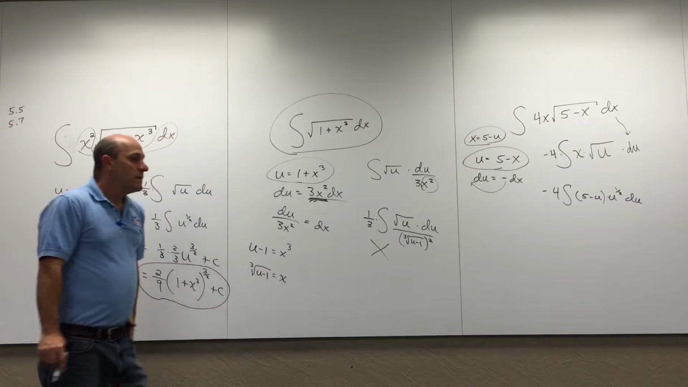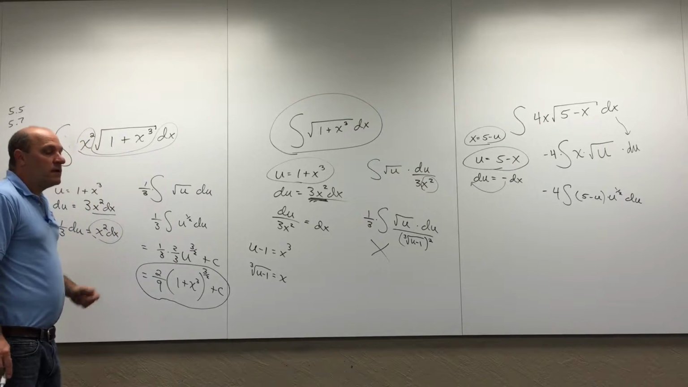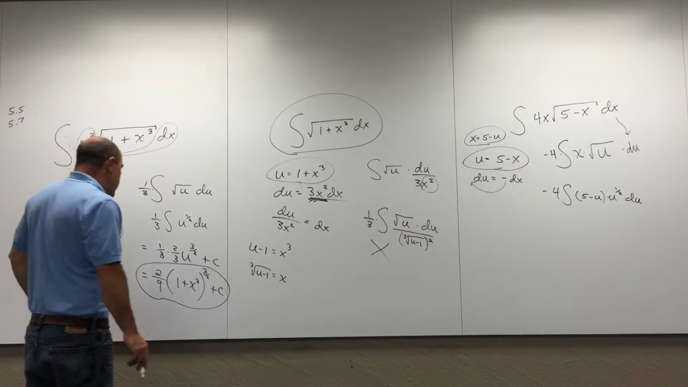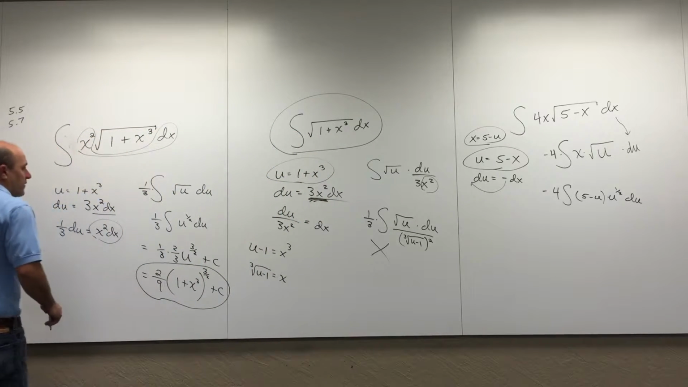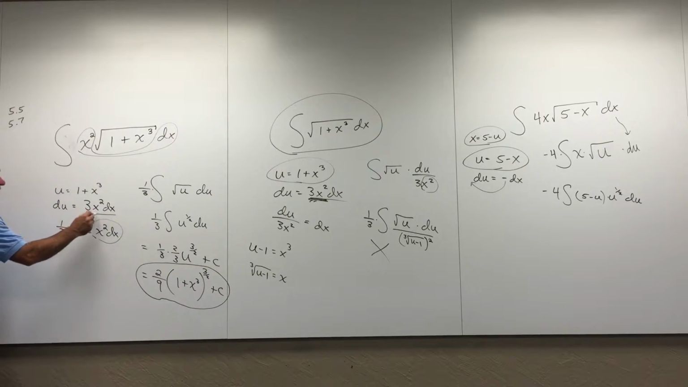I don't understand how come sometimes you flip it over, sometimes no. Okay, so I'm not flipping anything over. Look, I'm solving for dx. I'm solving for x squared dx. You understand that this is a 3x squared. You understand this? Yep. So there's a 3 here.